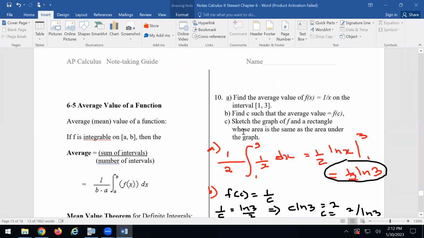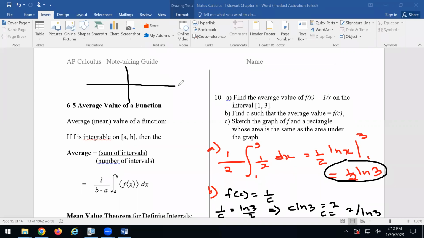Then we have the last question here. C, sketch the graph of F and a rectangle whose area is the same as the area under the graph, right? So we want to sketch the graph of F, and then we want to also sketch a rectangle whose area is the same as the area under the graph. Now, I'm going to do it over here so we can still refer to this information.